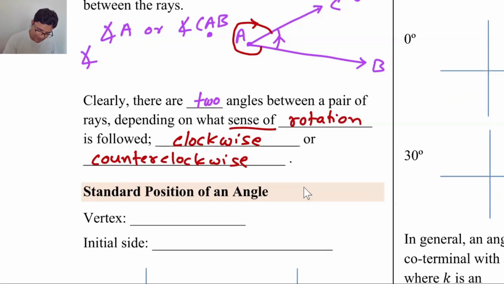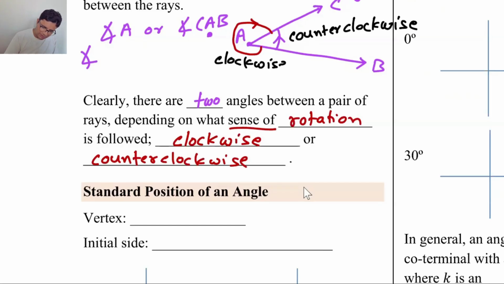In this case, this would be counterclockwise. The smaller angle here is counterclockwise, and the bigger angle is clockwise. Because we said that AB is our initial ray, and AC is the terminal ray. Okay, so counterclockwise, clockwise, right?